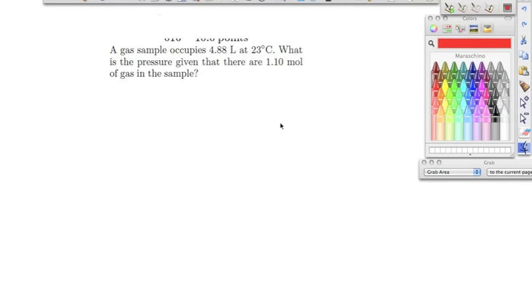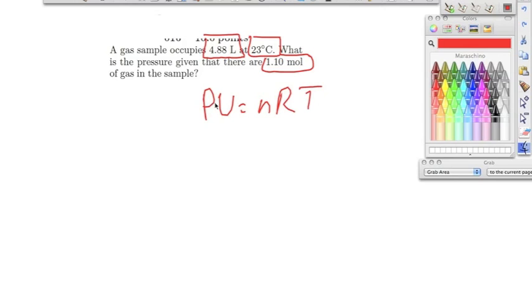Alright guys, moving on to number 16. It says a gas sample occupies 4.8 liters at 23 degrees Celsius. What is the pressure given that there are 1.0 moles of the gas sample? Now it doesn't give us two temperatures or two pressures, so we're dealing with PV equaling nRT. Remember, pressure is in atmospheres, volume is in liters, N is in moles, T is in Kelvin. So it gives us our volume, gives us our V, gives us a temperature, but we have to add 273 to it to get our true temperature, which we would get 296 Kelvin. And we have our moles, which is an N.